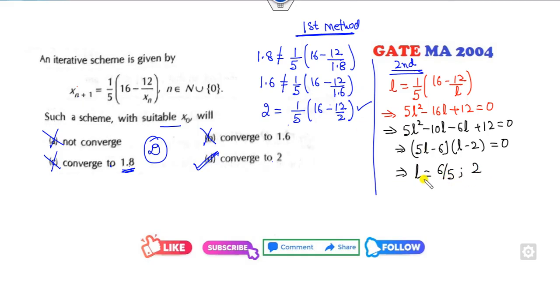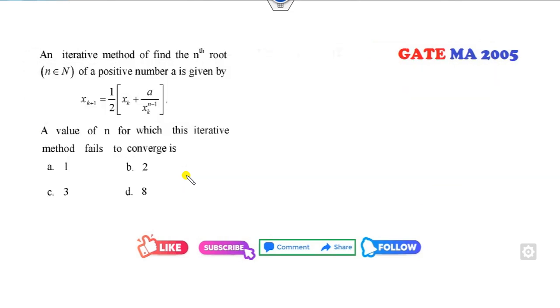So clearly, these are finite limits. It means this method is convergent, and it converges to either 2 or 1.2. So only the 2 answer is given to you. So that's why again these 3 options are cancelled. The right option is D.